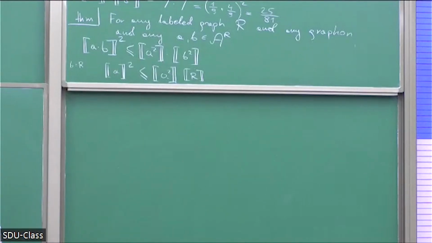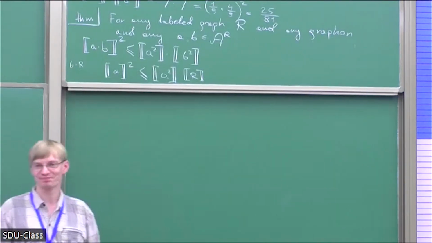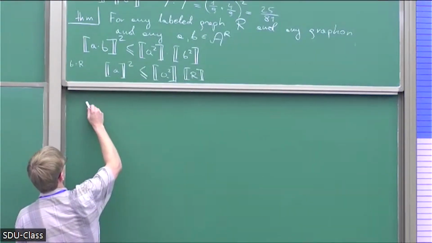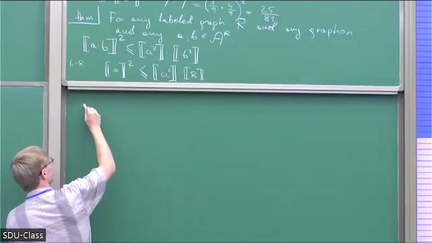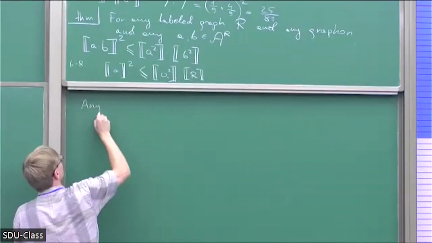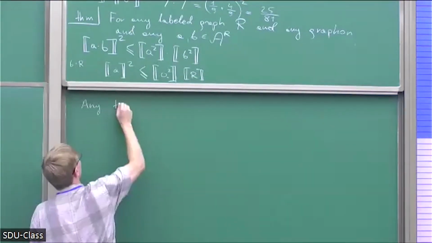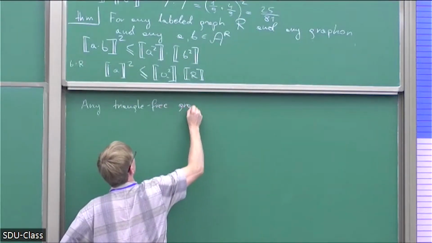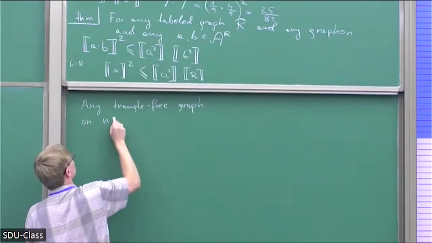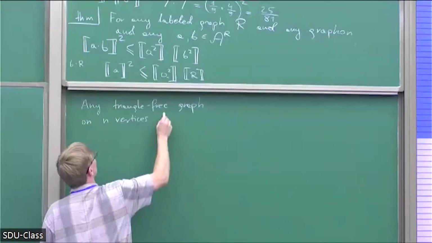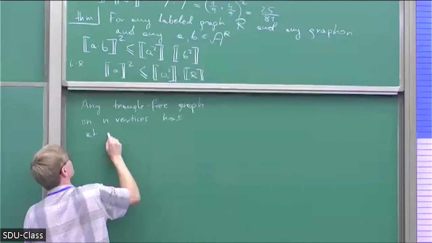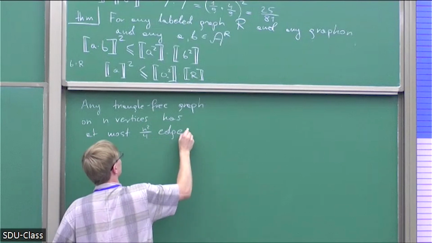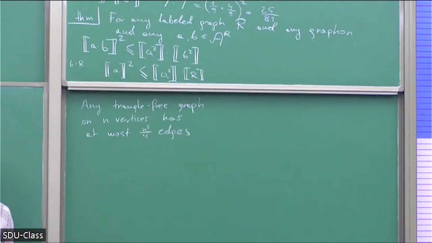And let's try to prove something. Okay, so we have this Mantel theorem, right? Mantel theorem says that any triangle-free graph on n vertices has at most n squared over 4 edges. Yeah, this is Mantel theorem for graphs.